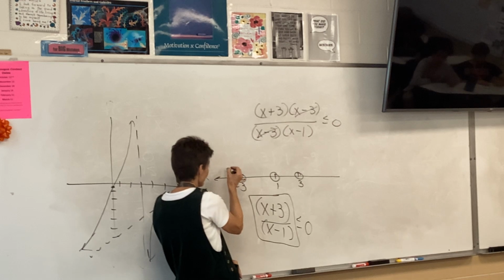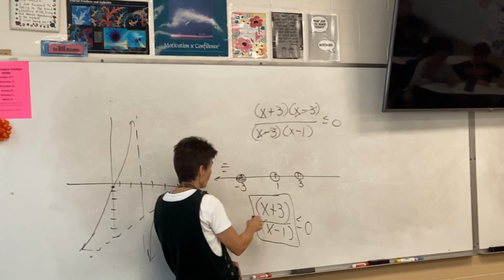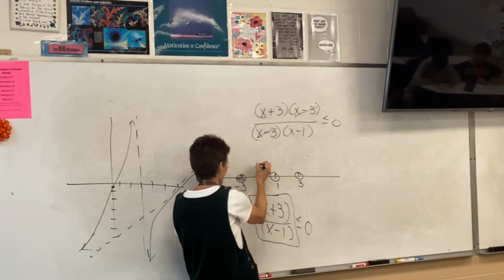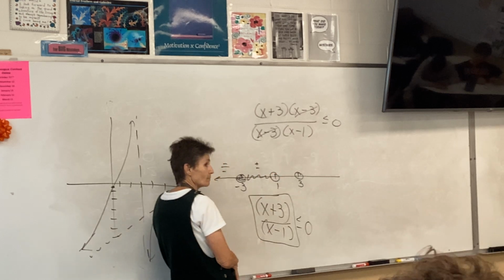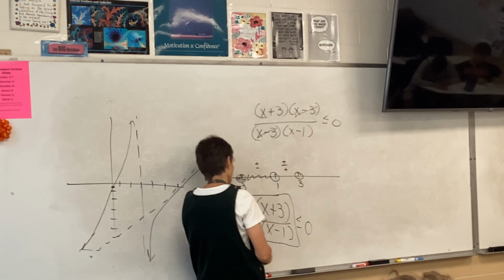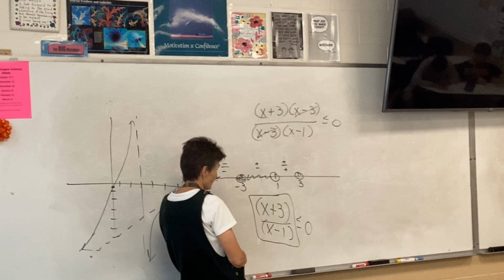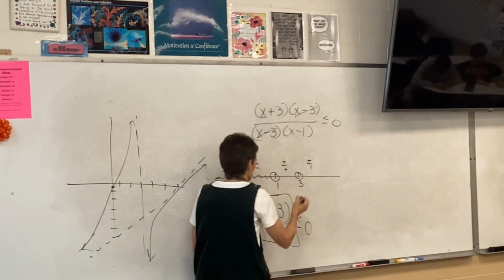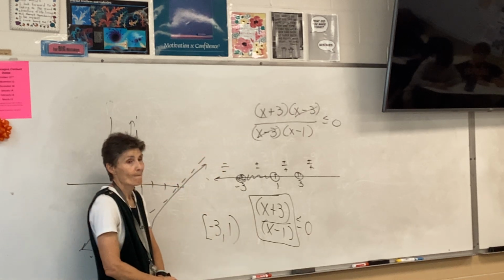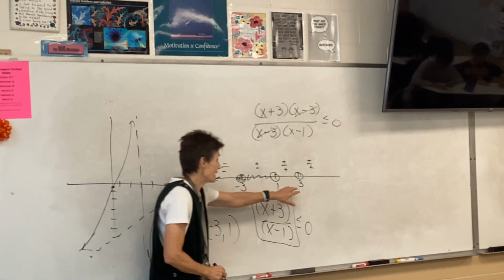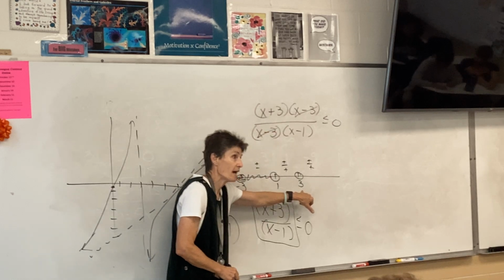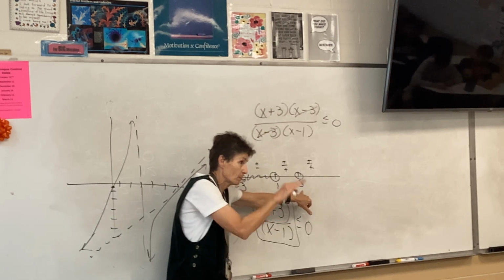So -4 would give me negative over negative. Does that work? No. How about 0? 0 gives me positive over negative. That looks like that works. How about 2? 2 gives me positive over positive, no. And 4, so it looks like the answer to the problem is just -3 to 1, is that good? This didn't enter into it, but I want you to be aware that if you cancel a factor out, you have to include that in the answer on the number line.